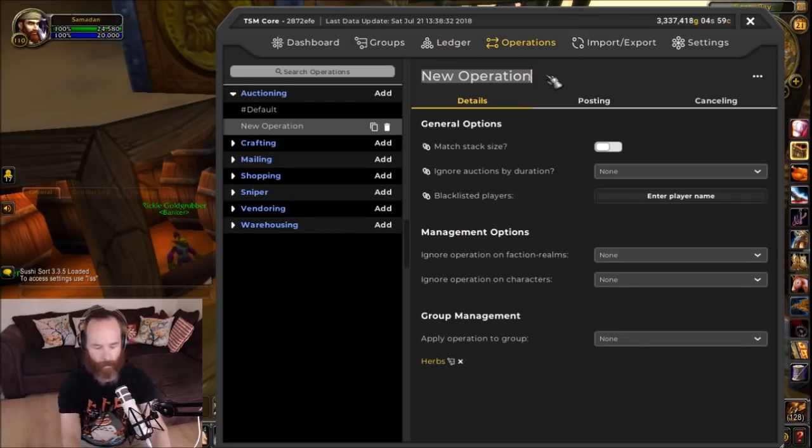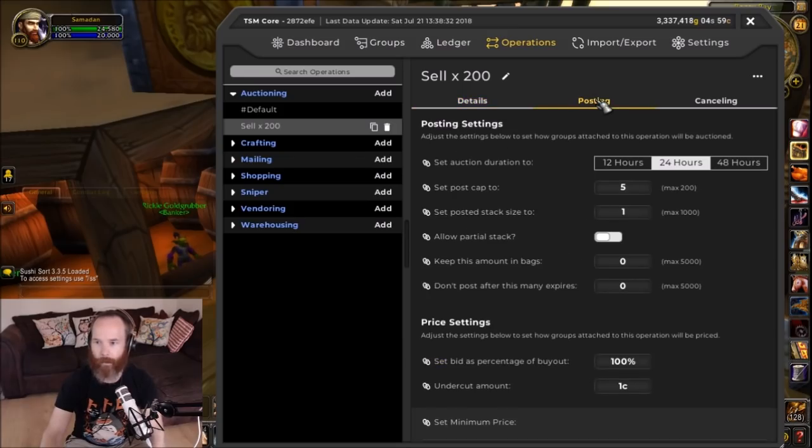We're going to change this name to something like sell times 200. So this is not what we've got, but what we're going to do with it. The operation is going to be based on what we're doing and how many we're going to do. So this is just to give us a reminder. We could apply this operation to multiple groups. So you've got the general details operations. I don't tend to change much here. The main key stuff you've got here is the posting settings. So we're going to look here.